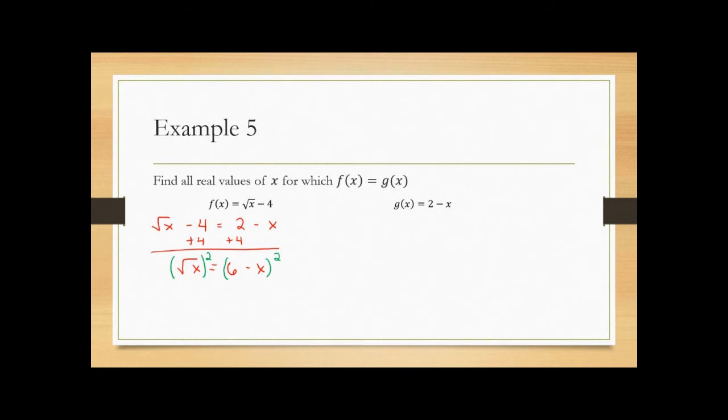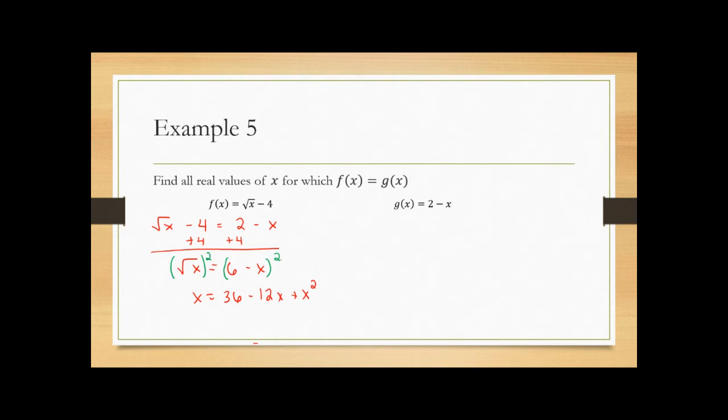So when I square a square root, those cancel, so I just have x. And then I need to FOIL out 6 minus x. So I have minus x times 6 minus x. I'm not going to show that step, but you can do that on your own on paper. That will give you 36 minus 12x plus x squared.